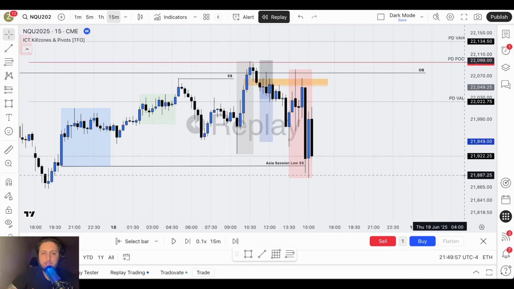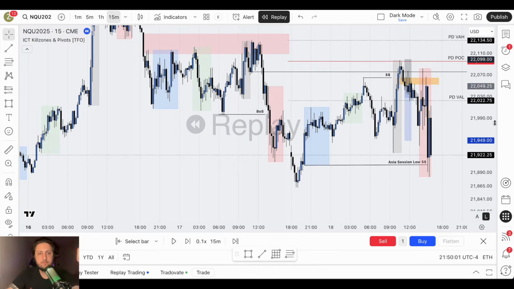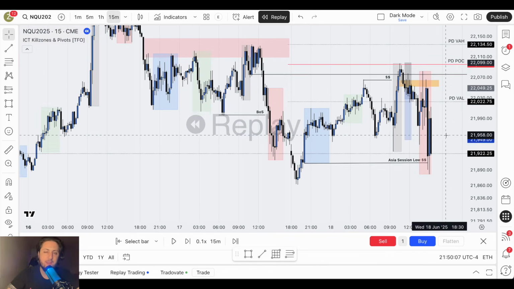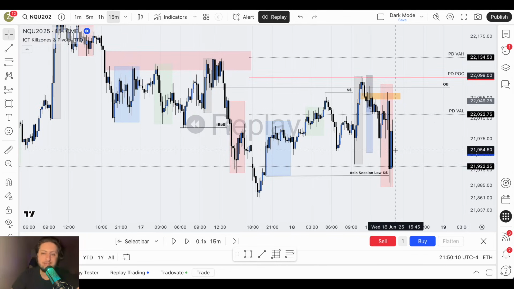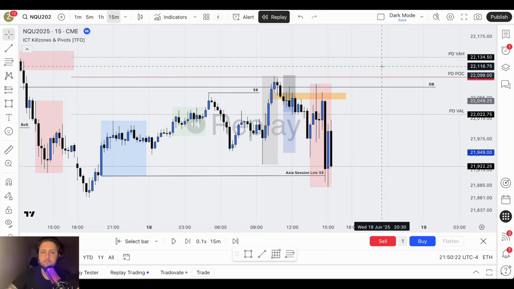But how did we find this setup? Let's just go over it one more time. Number one, 15-minute downtrend. Following the 15-minute structure will always put you on the right side of the market, and you'll have an easier time following that trend for intraday trading. Number two, we are trading below the previous day's point of control, so we want to stick to a short bias thanks to our golden rule.